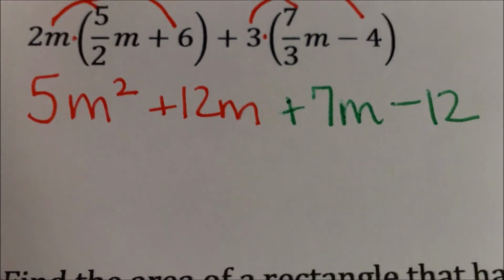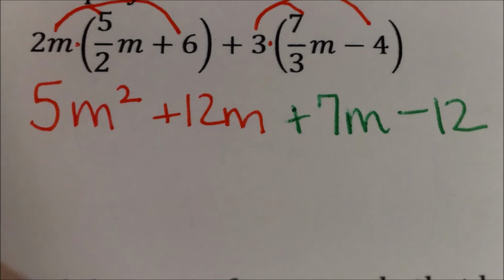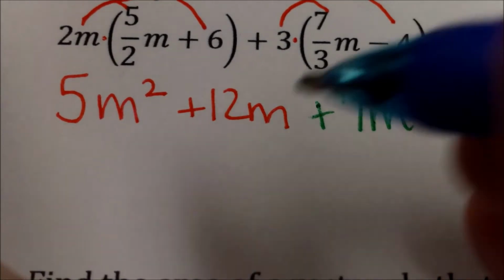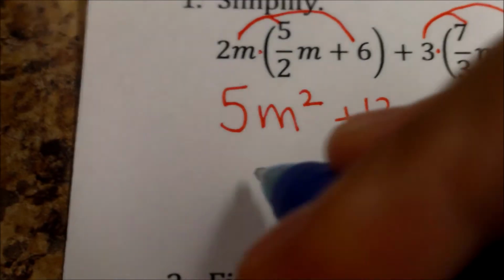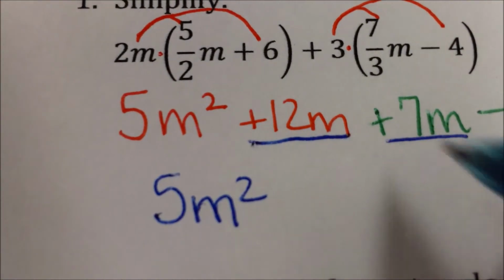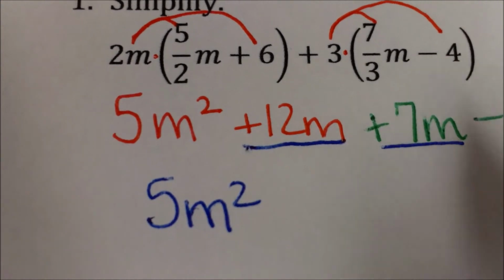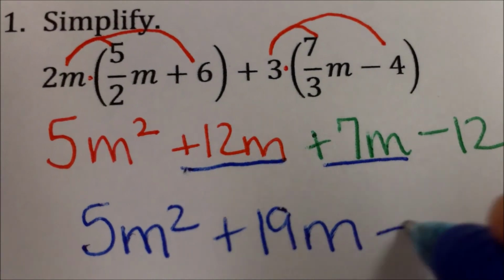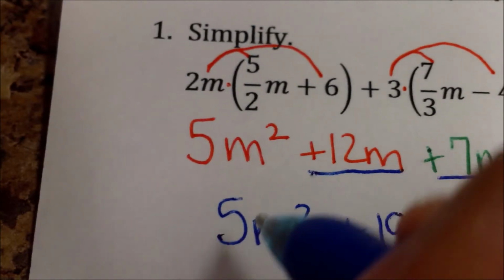But we're not done. We need to see if we can combine any like terms. And we do have some like terms. We have the two m's in the middle. We have plus 12m plus 7m. So you leave the first term alone, 5m squared. We combine those two, so 12 plus 7, because they're both the same sign, ends up being 19m and minus 12. And we cannot combine anymore. That's an m squared, that's an m, so there's your answer.